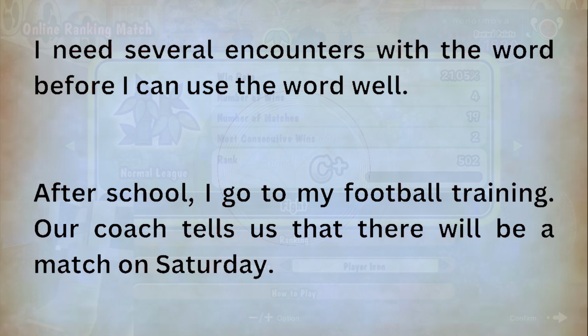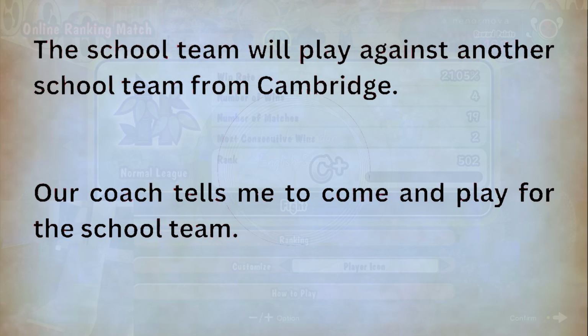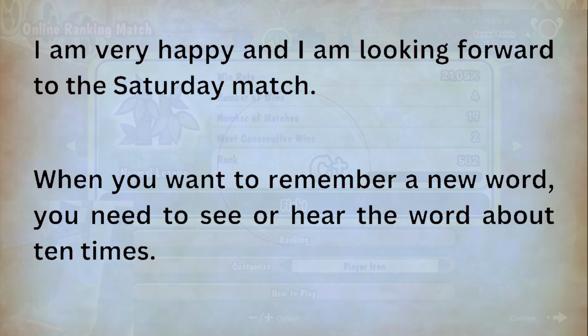After school, I go to my football training. Our coach tells us that there will be a match on Saturday. The school team will play against another school team from Cambridge. Our coach tells me to come and play for the school team. I am very happy, and I am looking forward to the Saturday match.